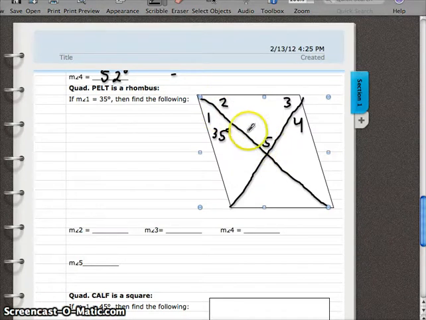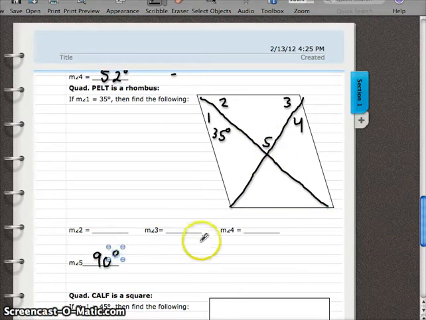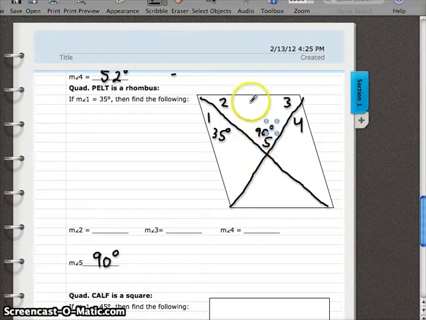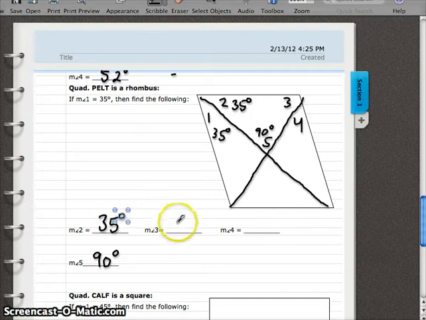Let's jump over to angle 5. That's the easy one. Remember, these diagonals form a perpendicular intersection. Any angle right here is 90 degrees, so angle 5 must be 90 degrees. Well, we know this diagonal bisects this angle into two equal halves, so if 1 is 35, then 2 must be an equal half, so it must be 35 degrees. Now we have enough information to roll along here.